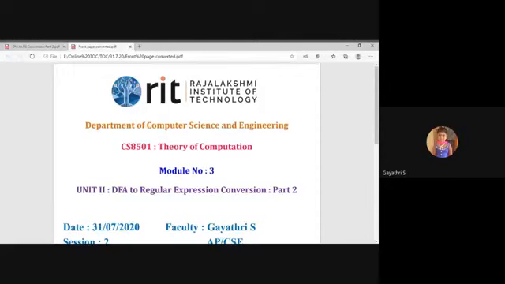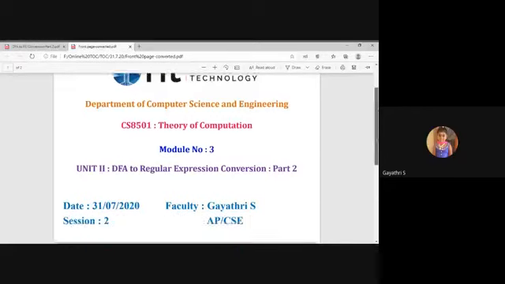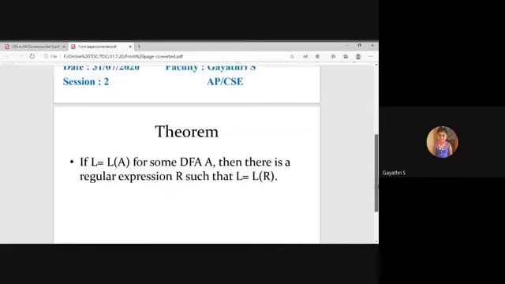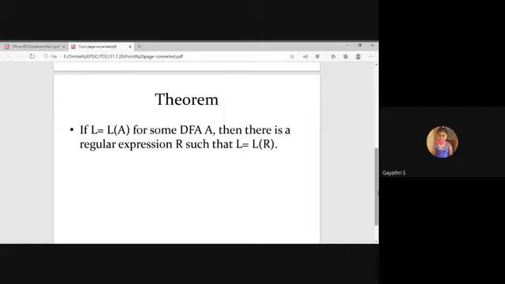Good morning, students. Before that, we have one more problem of Rij. Let us see the theoretical version of the problem. That is the theorem. I start this session with the theorem.